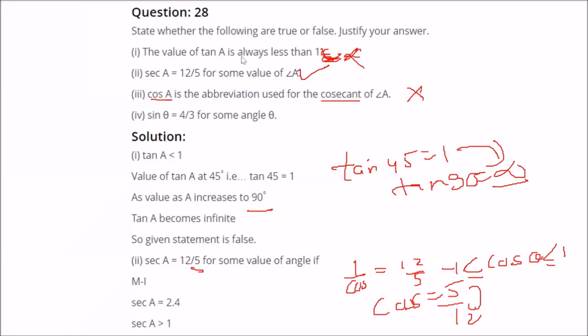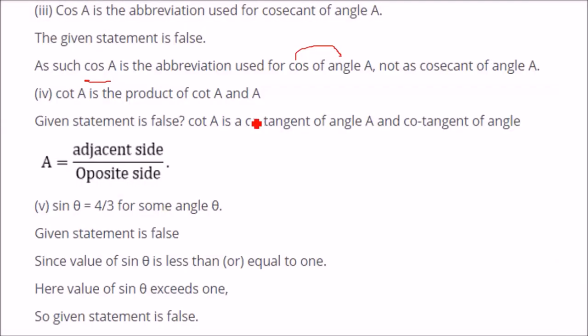The next is sin theta equal to 4 by 3 for some angle theta. Before that, there is one more part, which is cot A is the product of cot and A. See, this cot A is the cotangent of angle A. This is not cot into A. Okay, cot A is not cot into A. Right? This statement is false.